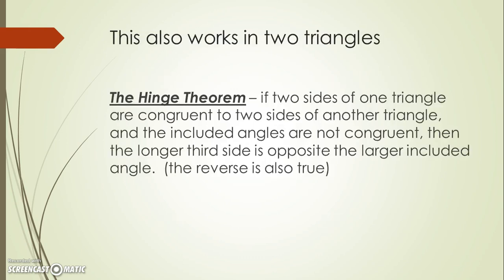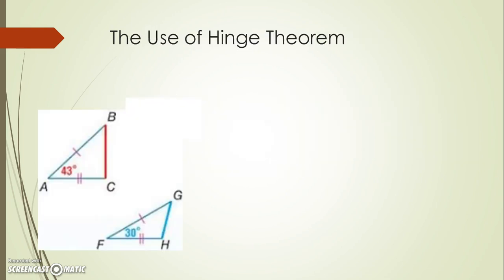Okay. This also works in two triangles. We call it the hinge theorem. If two sides of one triangle are congruent to two sides of another triangle, and the included angles are not congruent, then the longer third side is opposite the larger angle. So what this looks like: we have AB congruent to FG, AC is congruent to FH, so we have our congruent sides. Angle A is bigger than angle F, therefore BC is bigger than GH.